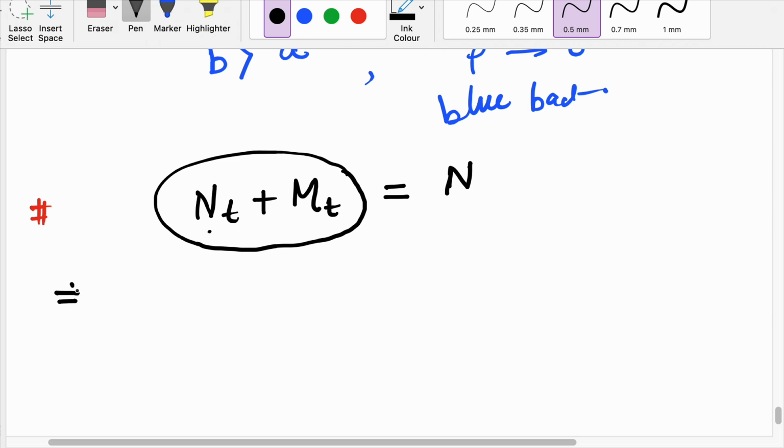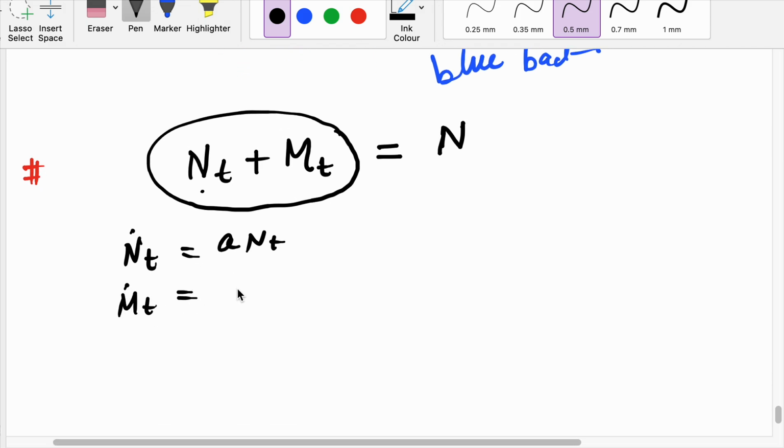Then we want to talk about this case, and our equation is nt dot equals a nt and mt dot is b mt. Now we have to give this constraint, because we are providing such a resource that at any point of time only a fixed number of individuals can sustain. Then if we want to calculate the frequency, the frequency will be nt by n.